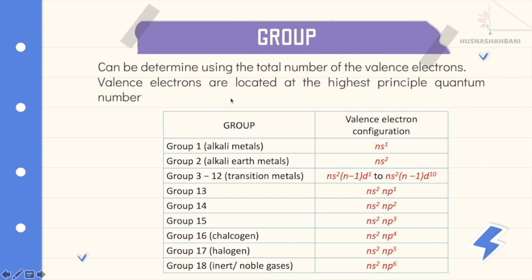Group can be determined by using the total number of the valence electrons. Valence electrons are located at the highest principal quantum number. For example, group 1, alkali metal, the valence electron configuration is ns1, where n is the principal quantum number, because it's in group 1. So any electronic configuration with valence electron configuration ns1 is in group 1. If it ends with ns2, it is group 2.